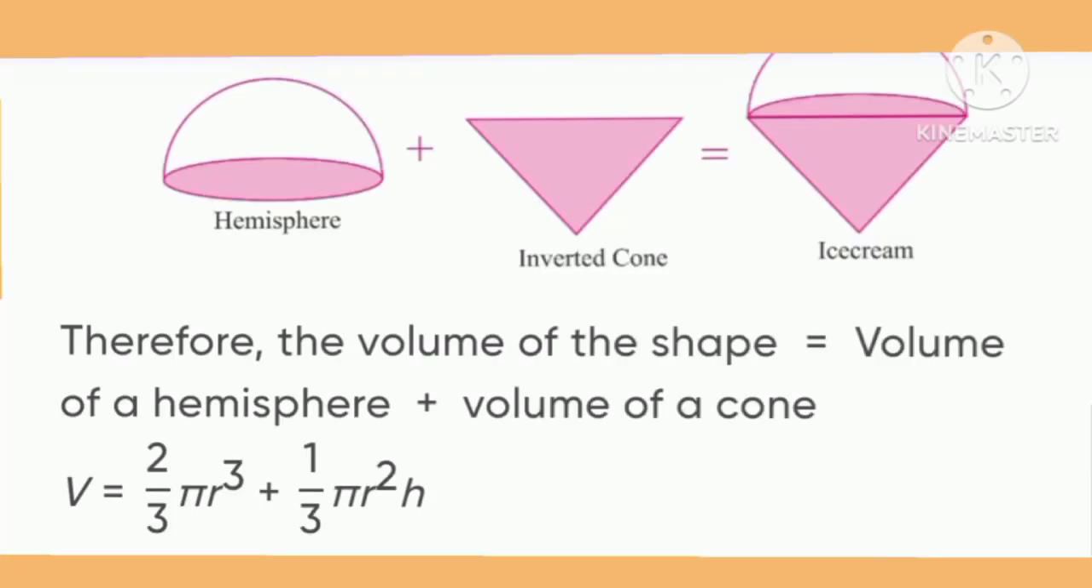Let's take another example, ice cream. We can divide the shape of the ice cream into two different parts. These are a hemisphere and a cone. Therefore, the volume of the shape is equal to volume of a hemisphere plus volume of a cone. V is equal to 2 by 3 pi r cube plus 1 by 3 pi r square h.